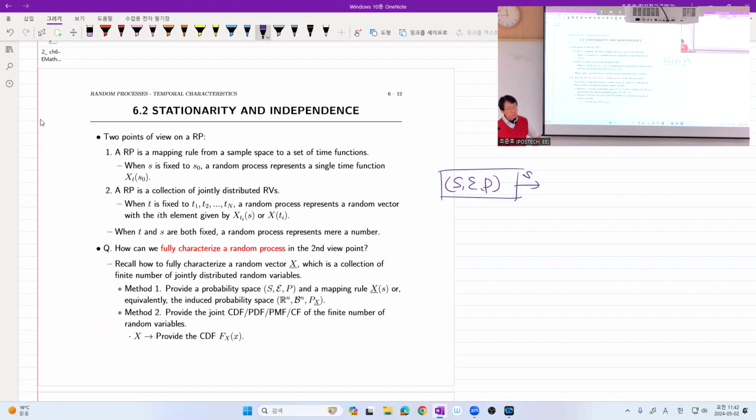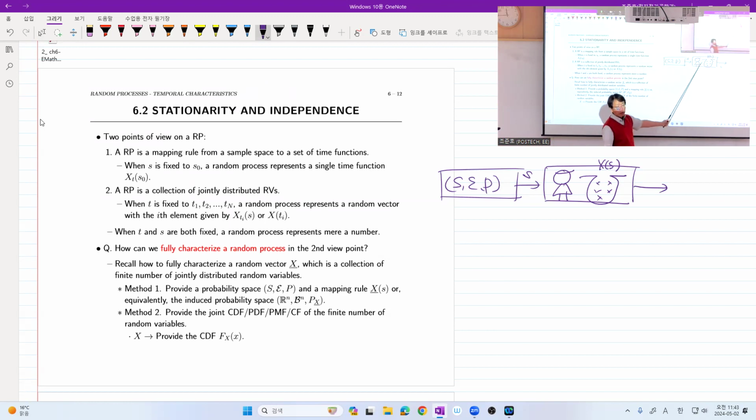random experiment generating a sample. And here is some mapping rule. And here is a set of all sample vectors, you may say, right? Sample vectors parameterized by s. And then whenever input s comes in, this random vector selects the corresponding vector and generates it as an output, right? So in order to fully characterize it, first, we need to specify this probability space consisting of the sample space, event space, and probability measure. And second, this rule. That's it, right? But this is too complicated.